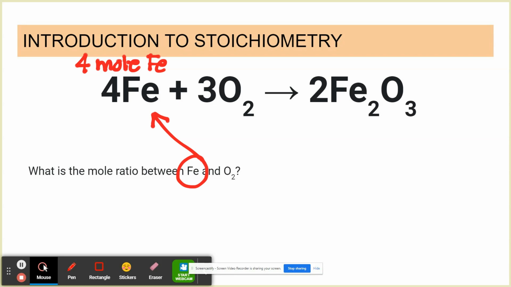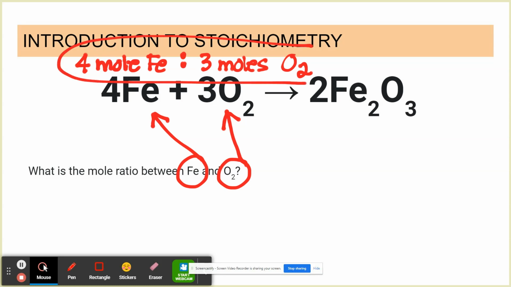And how about the other compound, O2? In a stoichiometric problem, most of the time we're just looking at two compounds within the chemical reaction. It's like looking at the relationship between a boy and a girl, a man and a woman, father and son. So we're just looking at two things within the chemical reaction. This would be 3 moles of O2 right there. This is your mole ratio right here.